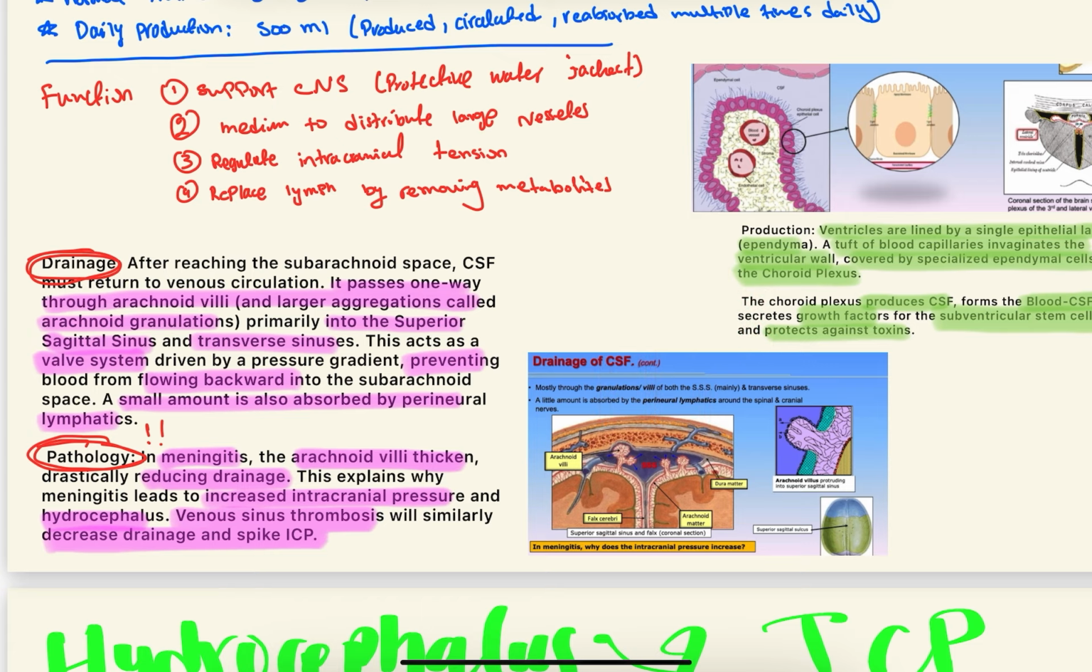So what will happen here? It will go and go to the subarachnoid space. Now another small volume of it will be absorbed by the lymphatics.